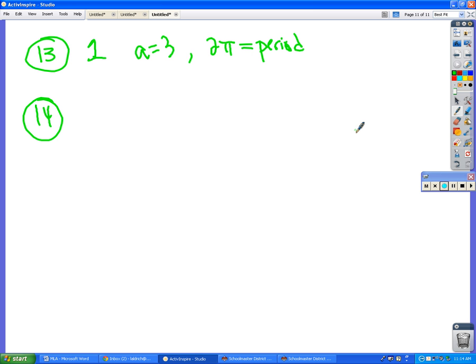And 2. What is the one? The amplitude is 3 because it bounces in between -3 and 3.